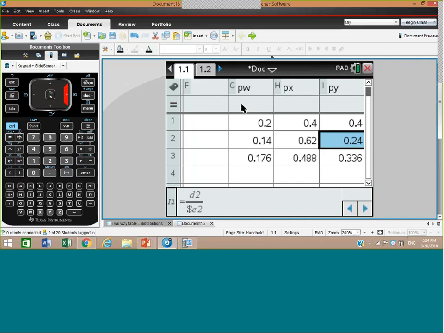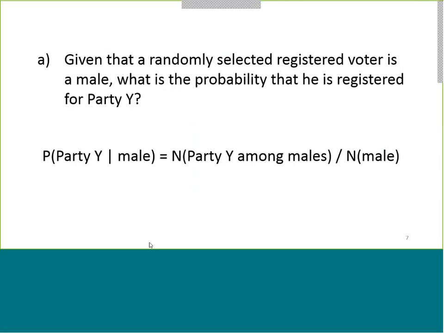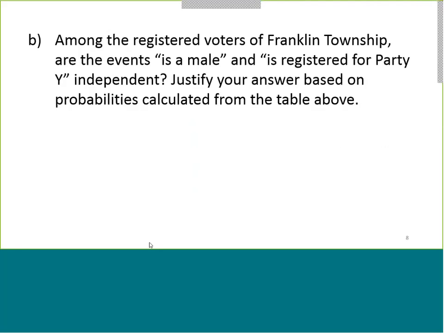Part B asks a question about independence. In a sense, most of the effort tonight is thinking about the idea of independence. And so here it asks, are the events male and registered for party Y independent? And then we have to justify that based on the table. So what's the definition of independence?